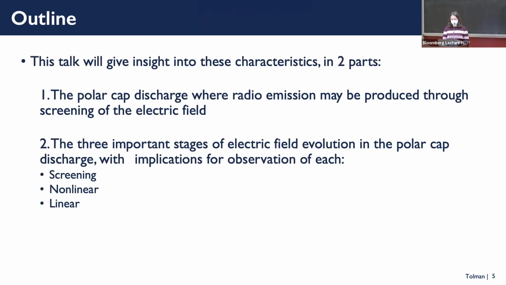All right. So I'm a plasma physicist. So these are characteristics of the pulsar that arise from the plasma physics. I was interested in looking at why this might come about and looking at the plasma physics behind it. So in this talk, we'll talk about the plasma physics of this process in two parts. First, we'll talk about the polar cap discharge, where the radio emission might be produced through screening of an electric field that exists near the pulsar. And then we'll discuss the three important stages of electric field evolution of the polar cap discharge with implications for observation of each. So there's going to be a screening phase, there's going to be a nonlinear phase, and then there's going to be a linear phase.